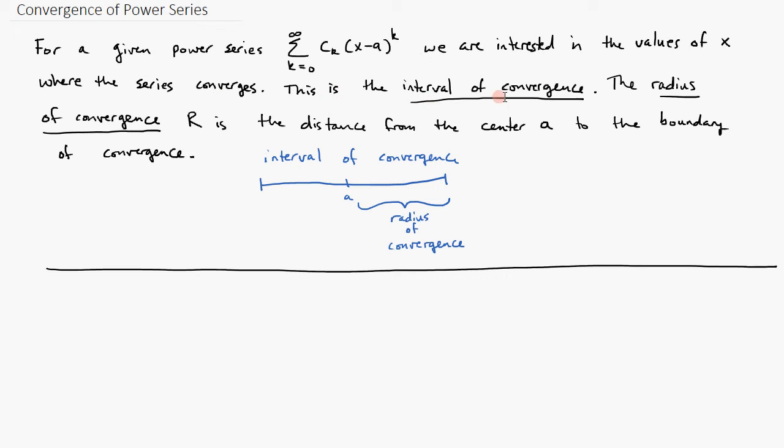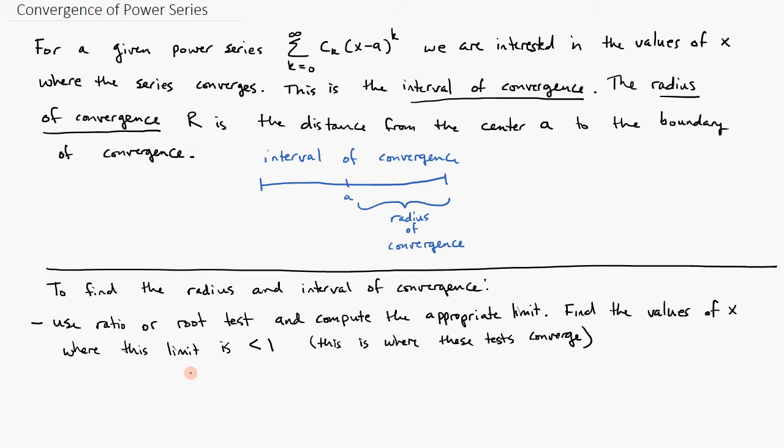This will be called the interval of convergence, and another measure of convergence is called the radius of convergence, and this is just the distance from the center A to the boundary of convergence. So I pictured what the interval of convergence represents here, and then the radius of convergence is just the distance from A to the edge of the interval of convergence.